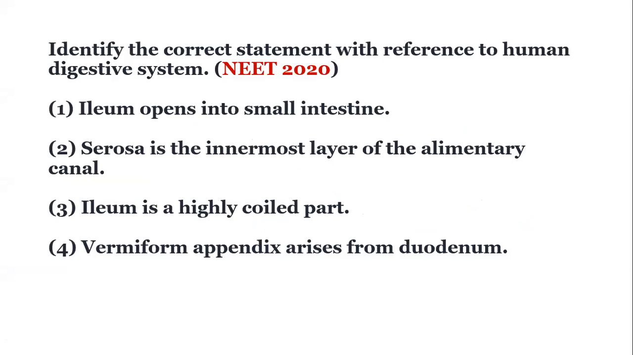In this video we'll study the structure of the human digestive system. For this we'll take up a NEET question for discussion. Let's start. The question is: identify the correct statement with reference to the human digestive system. The options are: 1. Ileum opens into small intestine. 2. Serosa is the innermost layer of the alimentary canal. 3. Ileum is a highly coiled part. And 4. Vermiform appendix arises from duodenum.